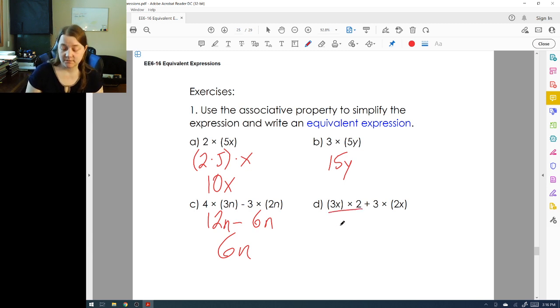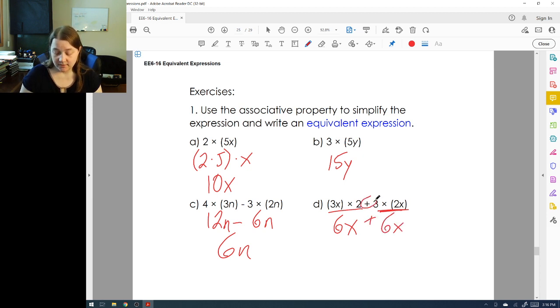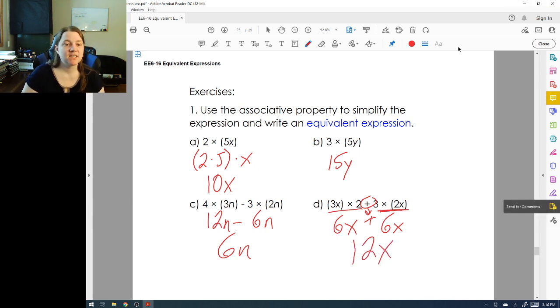Over here, 3x times 2, 3 times 2 is 6, that'd be 6x. And then we have 3 times 2x, 3 times 2 is 6, that would be 6x. So now I have 6x plus 6x. So if I have 6 x's and I add 6 more x's, I have 12 x's. That's a lot of x's.